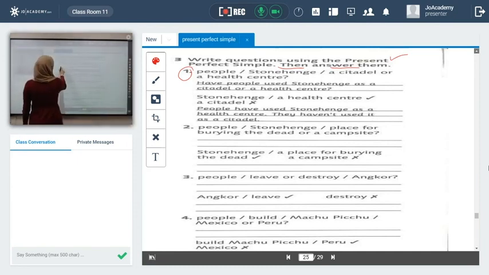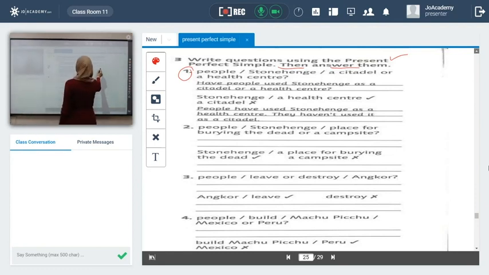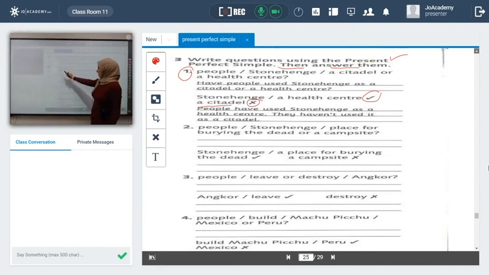Now, here we have Stonehenge, a health center, with a tick. That means the sentence is going to be used as an affirmative one. But a citadel has a cross, so that means we're going to make it a negative. So let's see the answer. People have used Stonehenge as a health center. They haven't used it as a citadel.